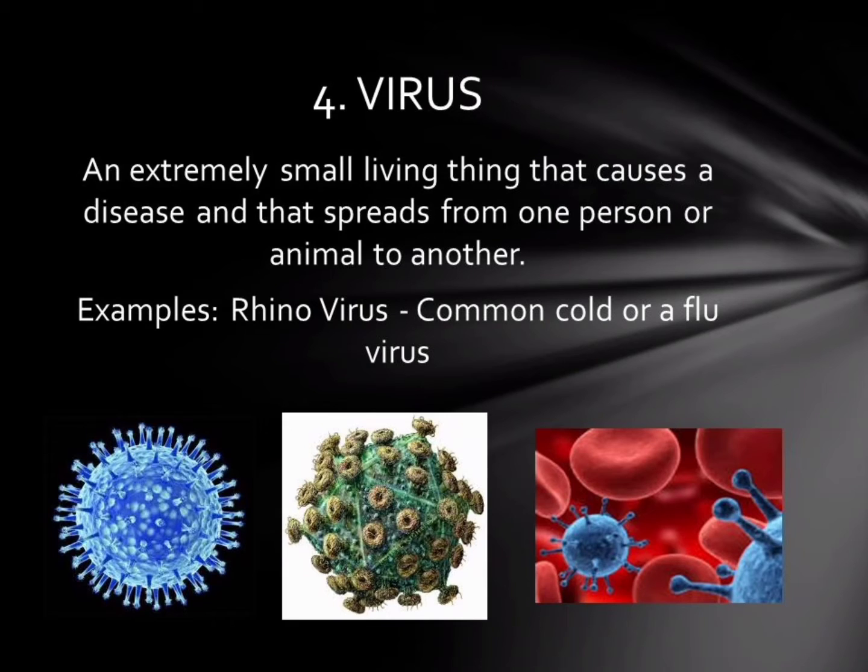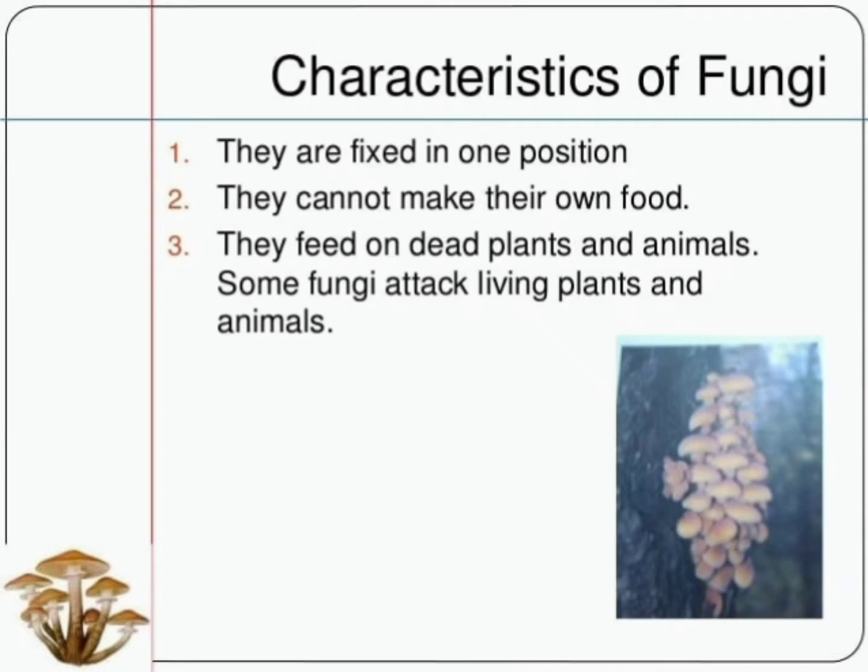Next one is virus, an extremely small living thing that causes a disease and that spreads from one person to animal to contact. Example, rhinovirus, common cold or flu virus, influenza virus, mumps virus, polio virus, and yes, now we are suffering with the pandemic situation due to the coronavirus. Most of the viruses are harmful to us.